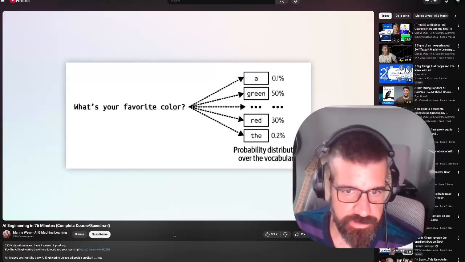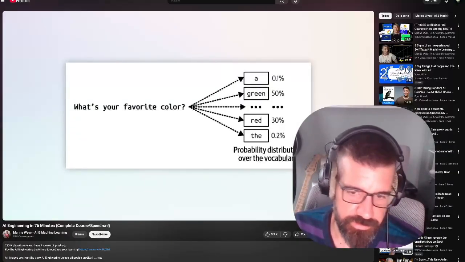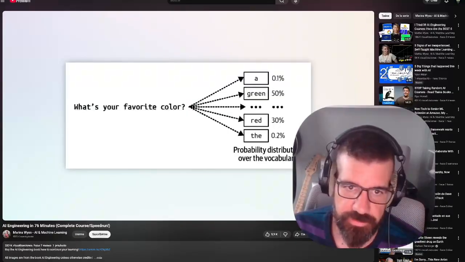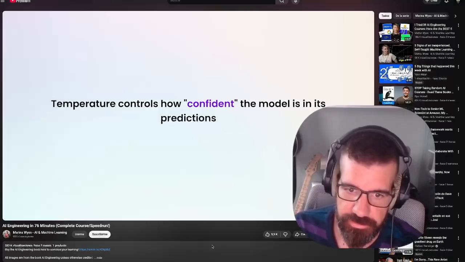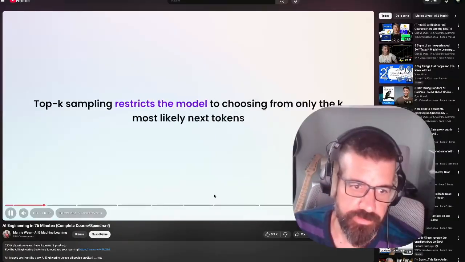These dramatically affect the model's responses. The simplest approach is greedy sampling, always picking the highest probability token, but this leads to repetitive, predictable text. To introduce creativity, we use sampling techniques. Temperature controls how confident the model is in its predictions. Higher temperature values, like 0.7 to 1, make outputs more creative but potentially less accurate, while lower temperatures, close to 0, make outputs more deterministic and focused. Top K sampling restricts the model to choosing from only the K most likely next tokens.